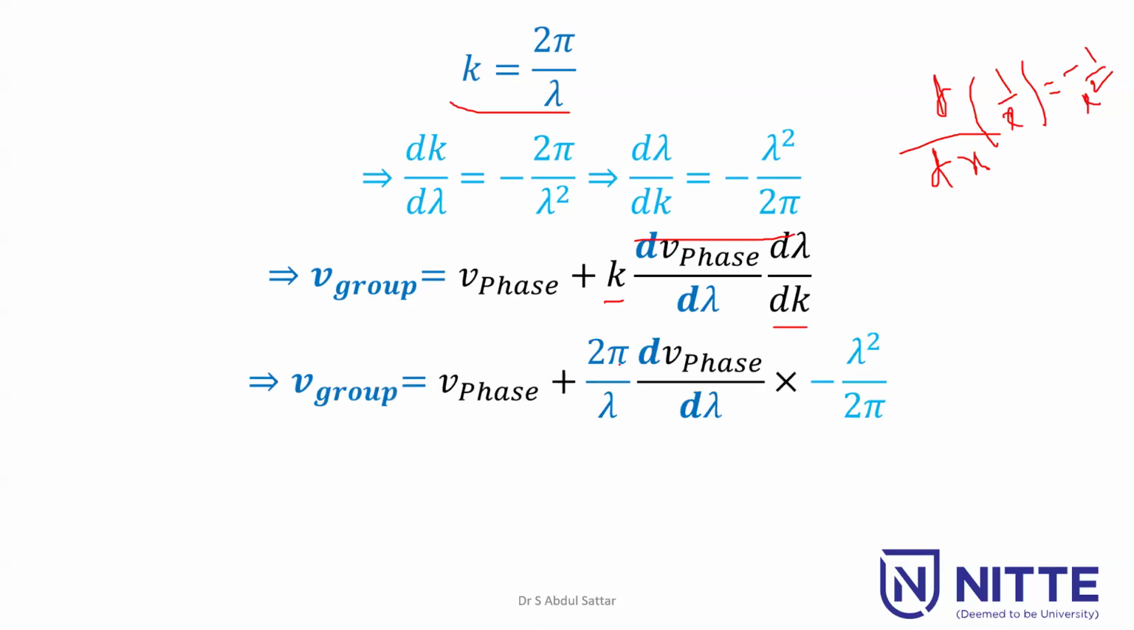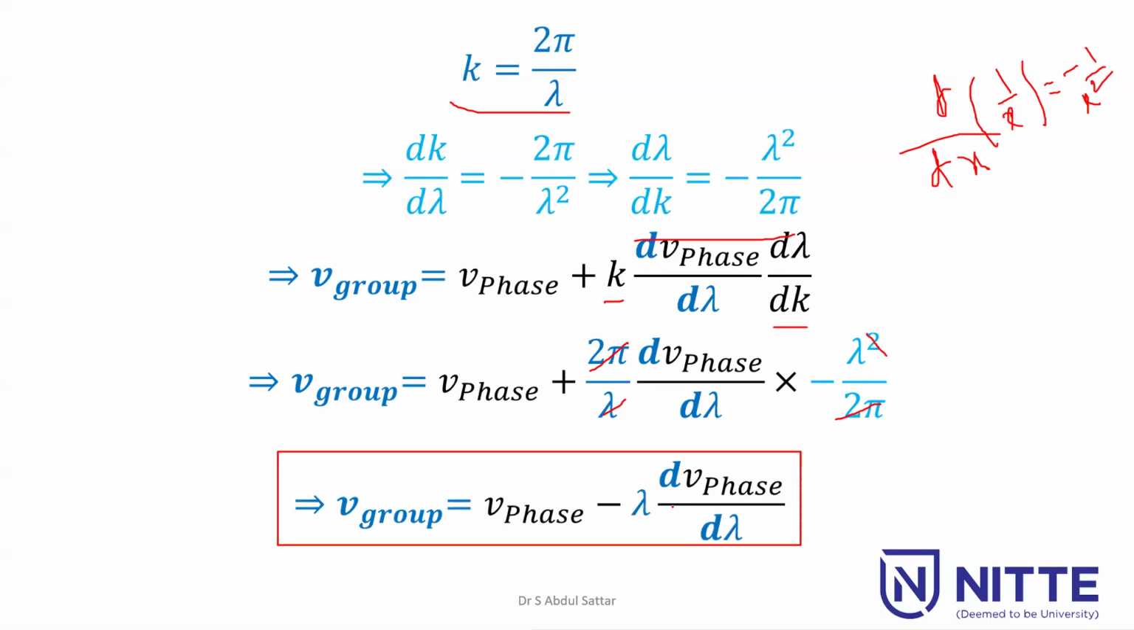So now k equal to 2 pi by lambda and d lambda by dk equal to minus lambda square by 2 pi. Now this 2 pi will cancel, this lambda square will cancel. Then the final equation becomes V group equal to V phase minus lambda into dV phase by d lambda. This is the relation between group velocity and phase velocity. If the question asks to derive the expression for the group velocity in terms of phase velocity, you have to use this relation and derive this equation.